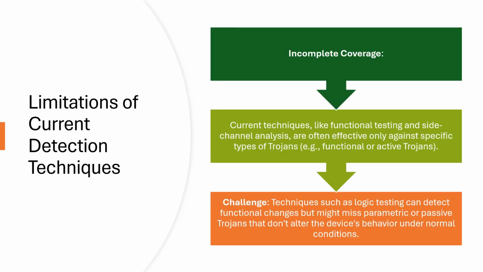First one starts with incomplete coverage. The current techniques which we have in hand, like functional testing or side channel analysis, are often effective only against specific types of Trojans. For instance, functional or active Trojans. The challenge here is that techniques such as logic testing can detect only functional changes, but they could miss the parametric or passive Trojans that do not alter the device behavior under normal conditions.